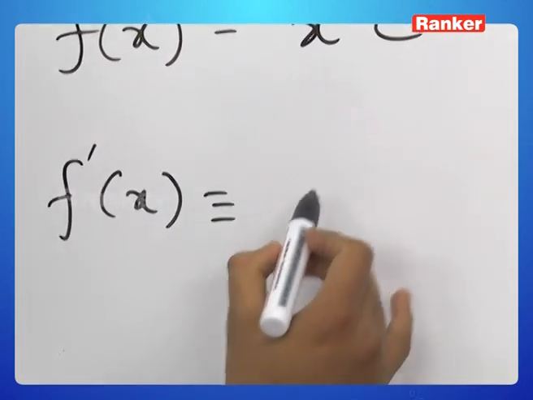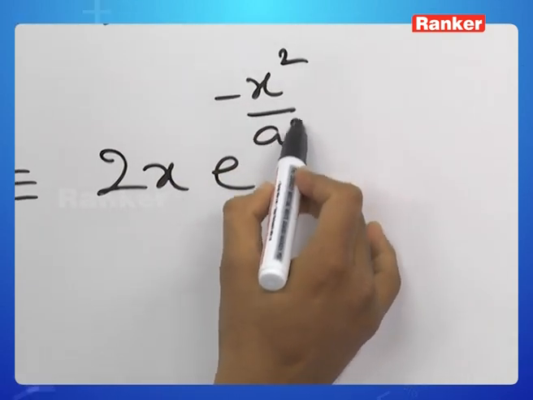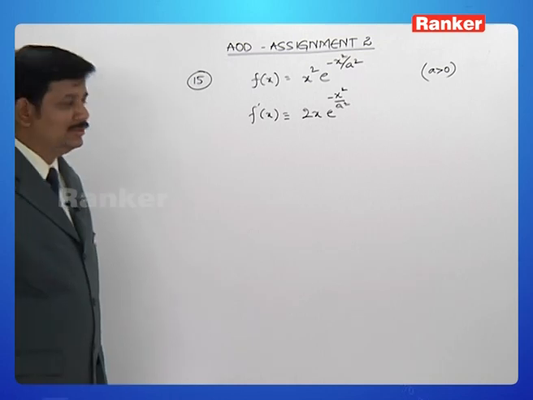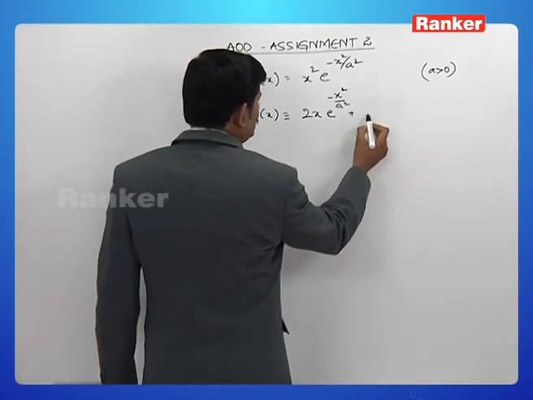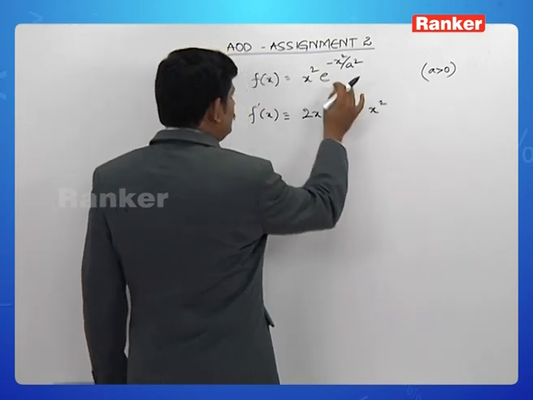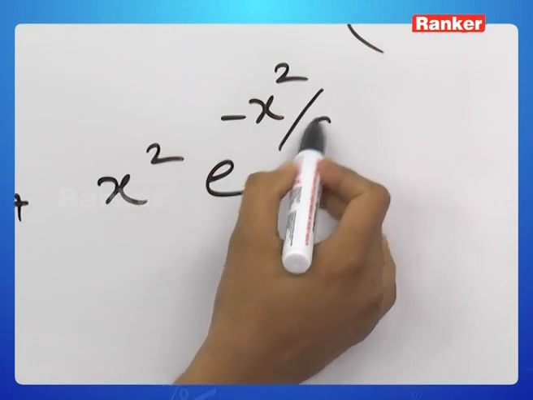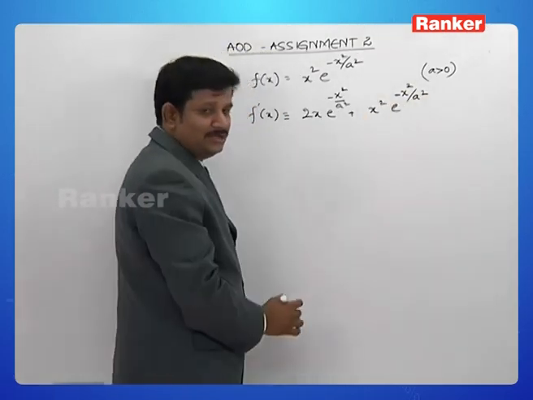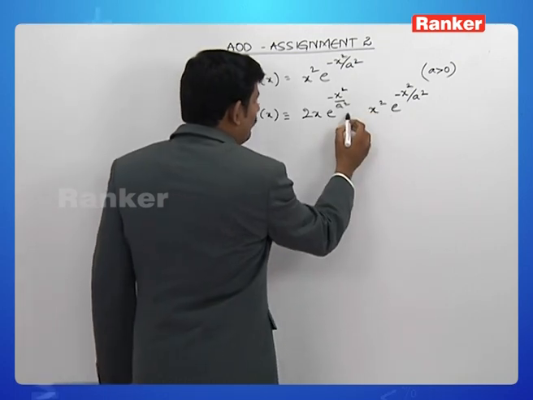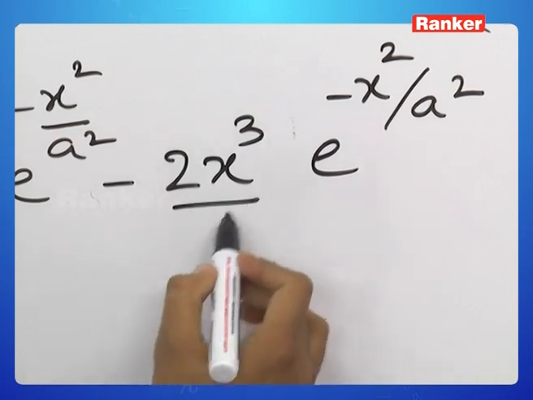Differentiate: 2x e power minus x square by a square plus x square into derivative of e power minus x square by a square, e power minus x square by a square into derivative of minus x square by a square, which is minus 2x, that makes it 2x cube by a square.